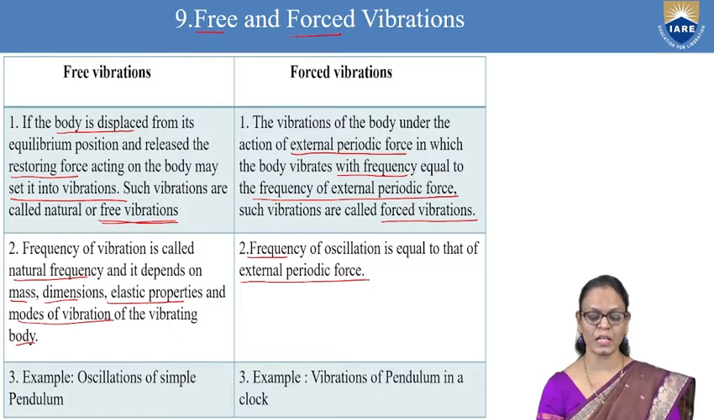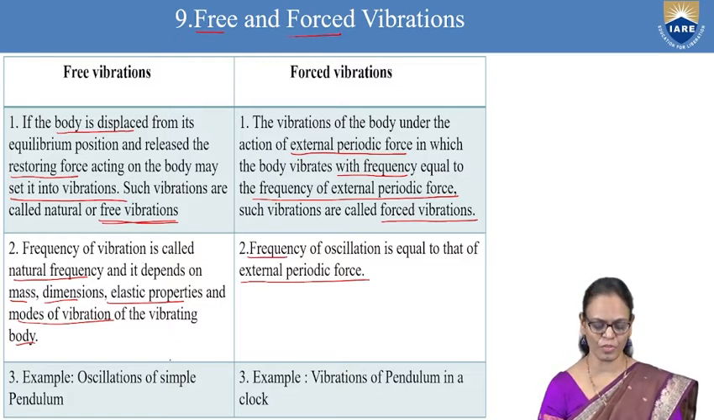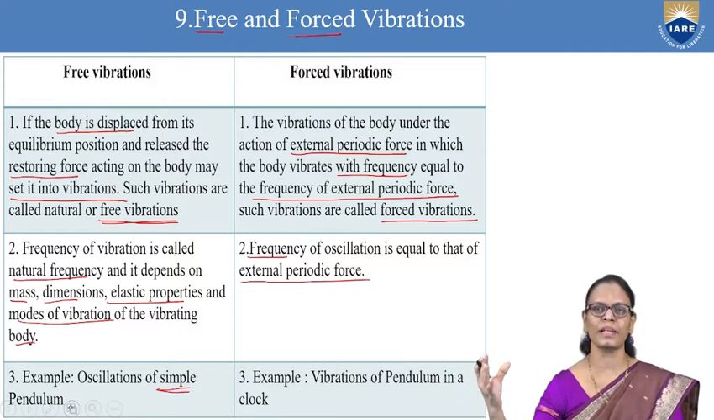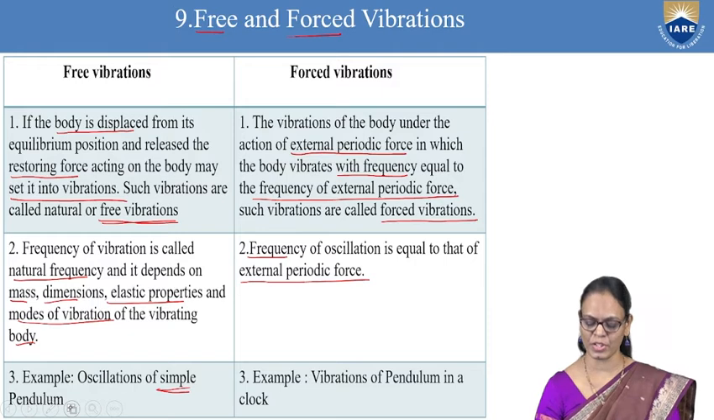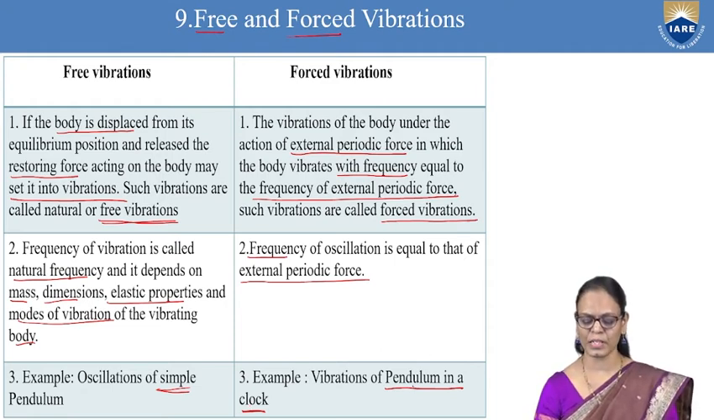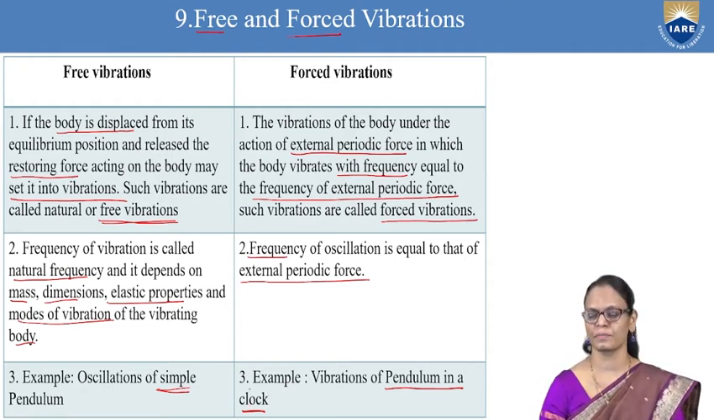Now, what is the best example for free vibrations? A simple pendulum. In case of a simple pendulum, you just take it to one side and leave it. It keeps on oscillating with its own natural frequency. Now for forced vibrations, it is the vibrations of the pendulum in a clock. So these are controlled or forced vibrations. So the example here is the pendulum of a clock.